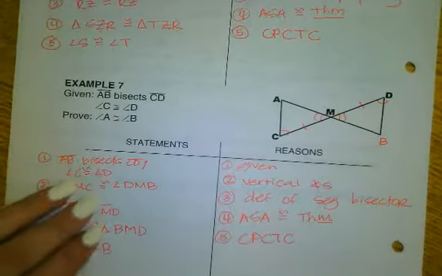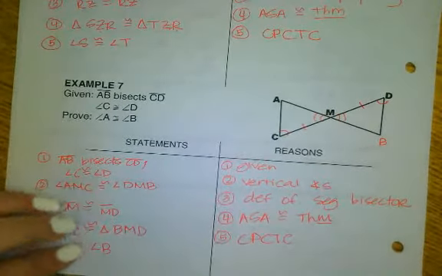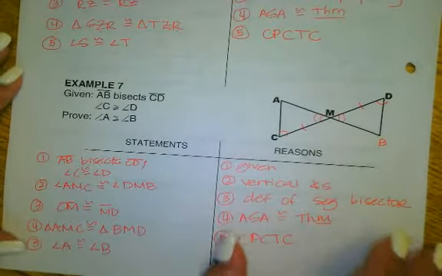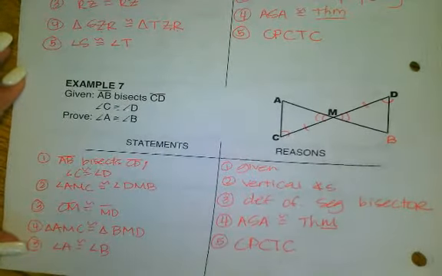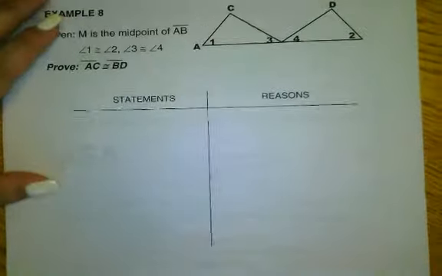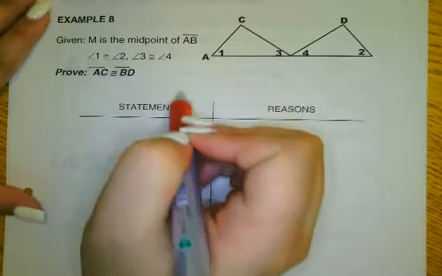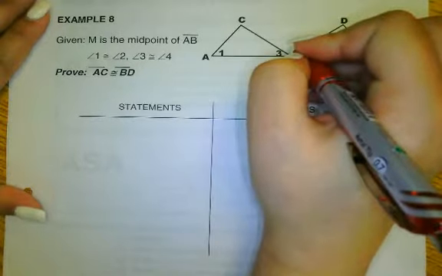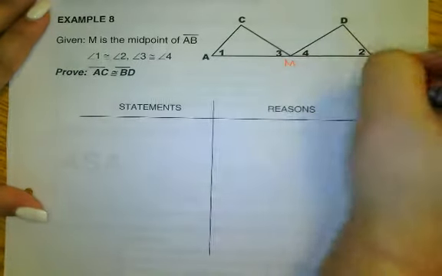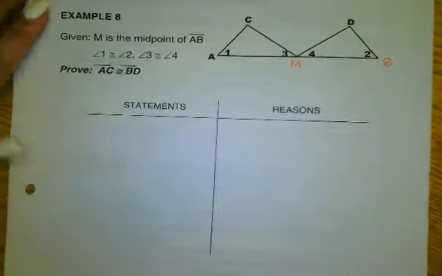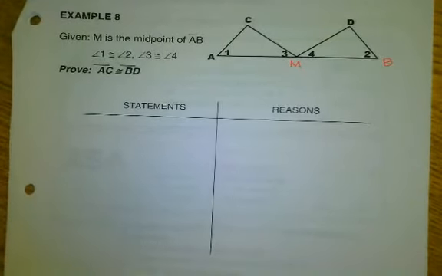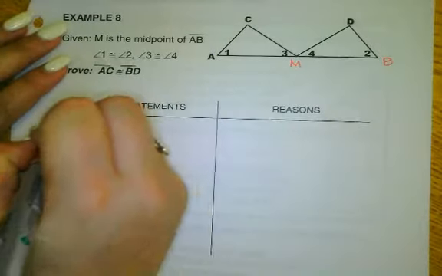We only have one more to go. Yeah, 2 proofs on your skills check. Alright. Example 8. Statements and reasons. Givens: we have M is the midpoint of AB, so I'm guessing this should have been M. This is AB. Angle 1 is congruent to angle 2, and angle 3 is congruent to angle 4. So M is the midpoint.